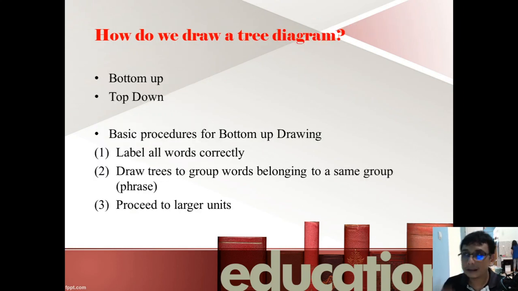And then you see that we discussed tree diagramming as one method in representing the constituency of a grammar. So how do we do that? There are basically two ways. The first one is called bottom up. Bottom up means you draw the tree diagram from the bottom, from the words into the larger unit, into the sentence. And top down is the reverse process, in which you start from the largest unit into the smallest unit.